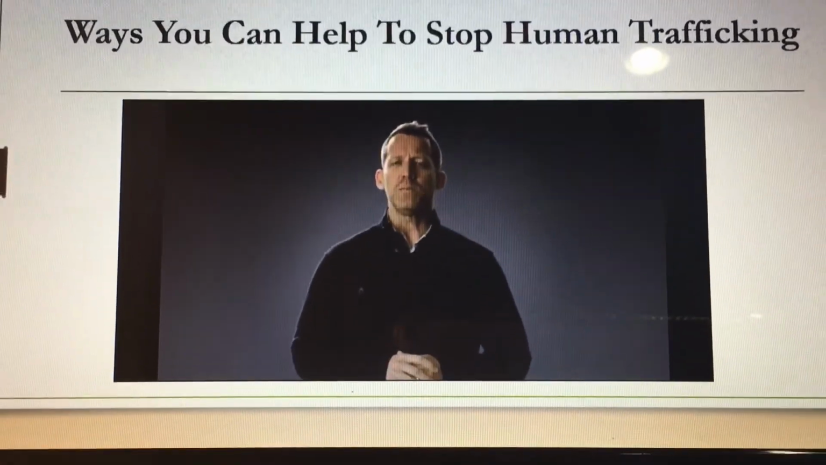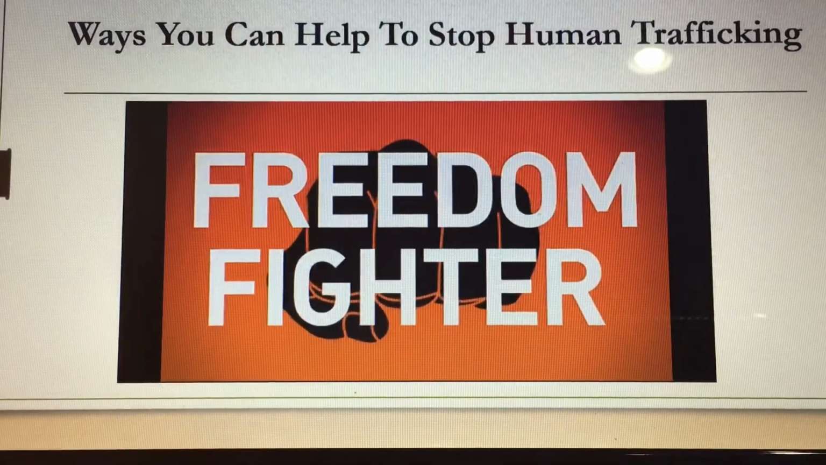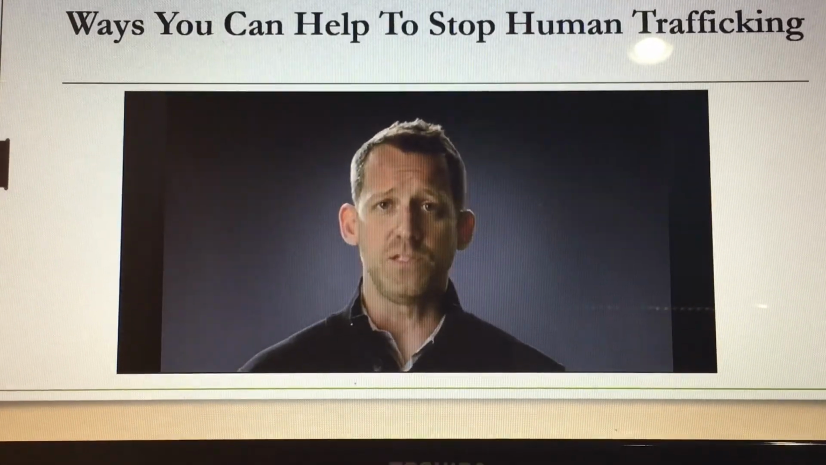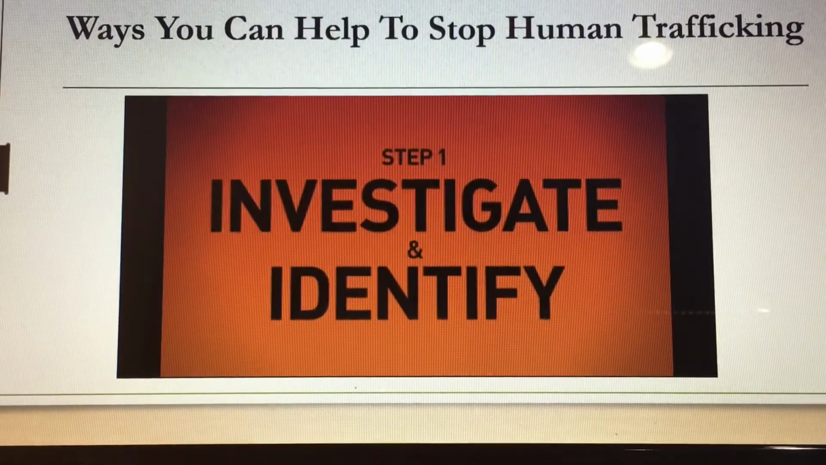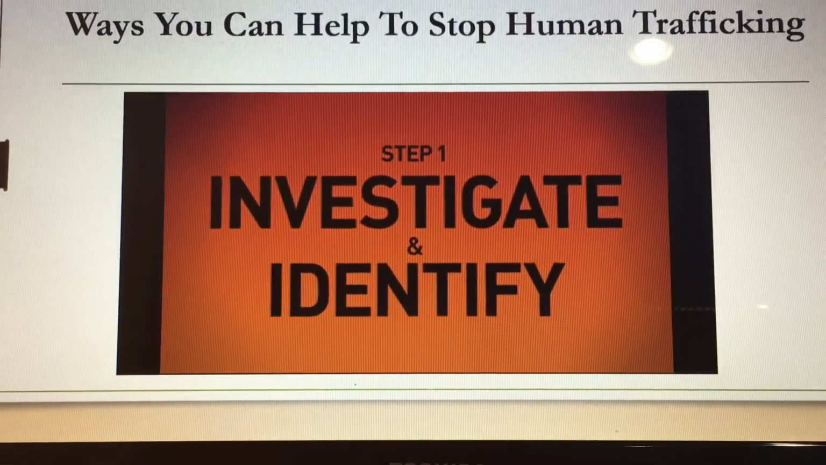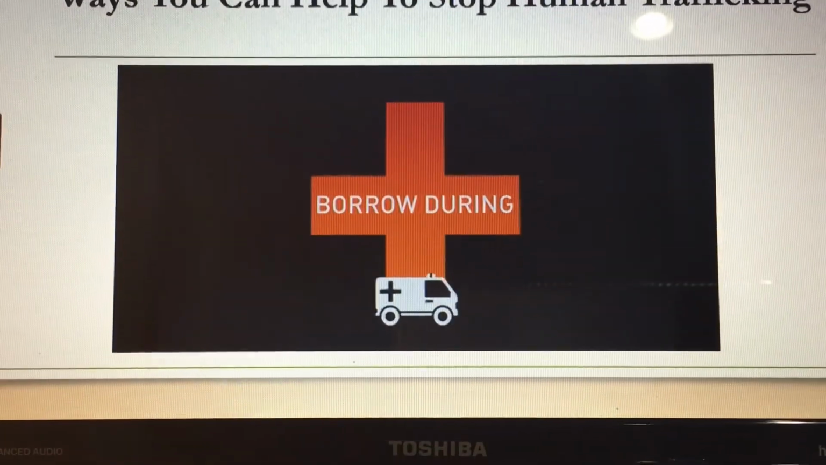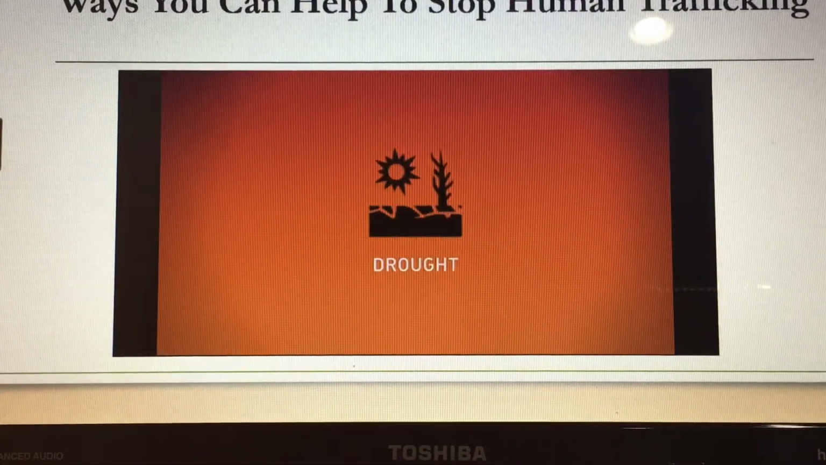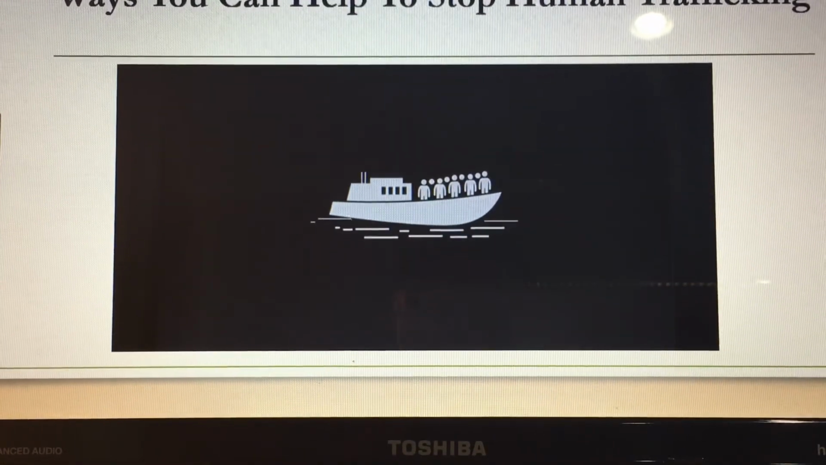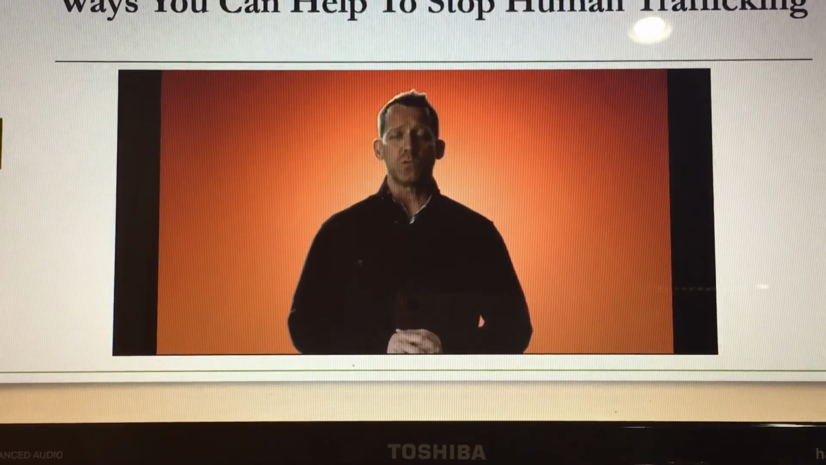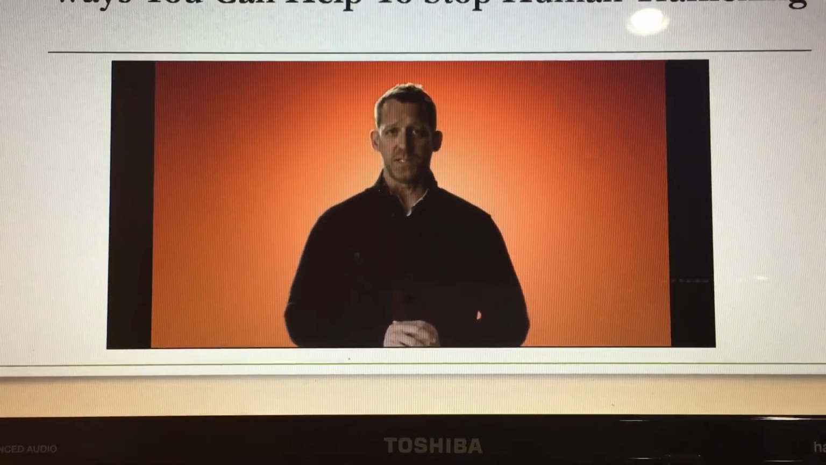Imagine if you could turn the table on traffickers. Instead of benefiting from slavery, you can become a freedom fighter. By supporting Free the Slaves, you can help people break free. Here's how it works. Step 1. Investigate and identify people who are easy prey for traffickers. People who don't have money can often be forced into slavery when they borrowed during an emergency, or when a drought or storm or earthquake strikes. People migrating for work are especially vulnerable. So are communities without schools or vocational training centers, without legal clinics or banks or medical facilities.